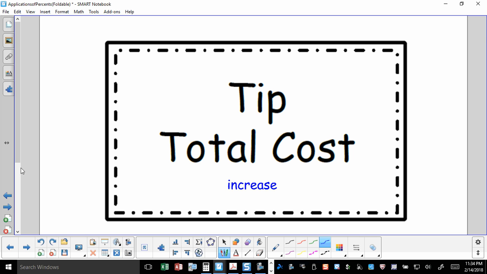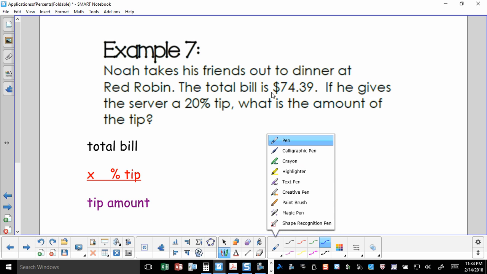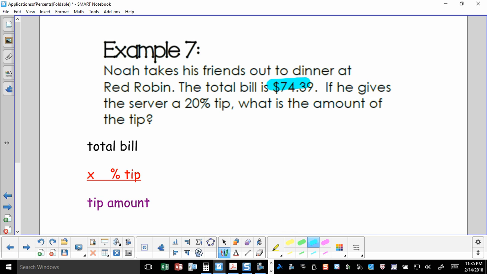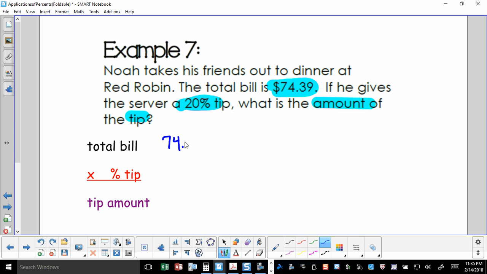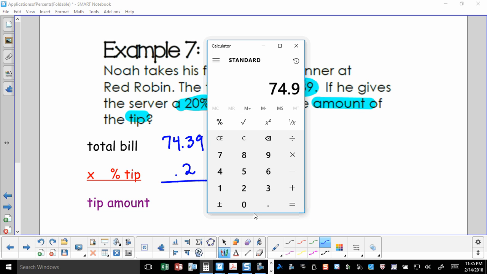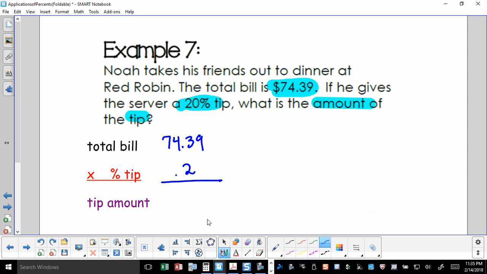Tip and total cost. So when you pay a tip, you're going to increase the price. Noah takes his friends out to dinner at Red Robin. The total bill is $74.39. If he gives the server a 20% tip, what is the amount of the tip? So we just want the amount of the tip. So we just need the total bill of $74.39 and the tip rate of 20% or 0.2, and we're going to multiply those together. $14.88.